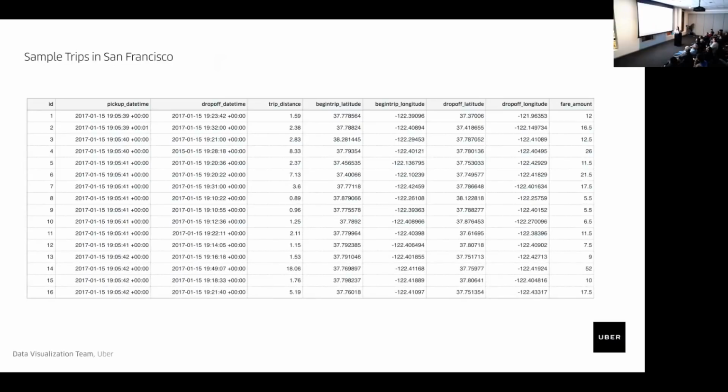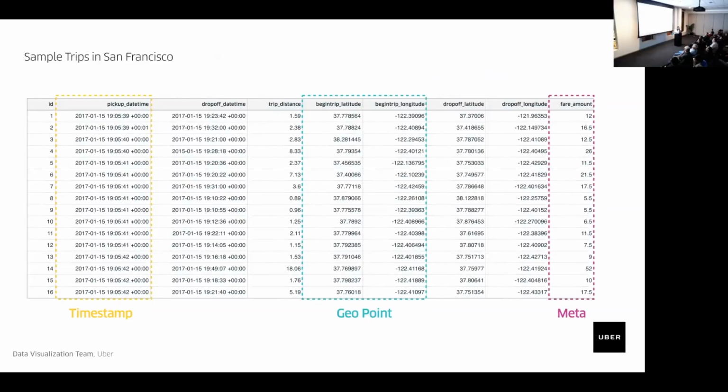And then this is a sample data of trips I got for San Francisco. I got about 200,000 trips. And each row is one single trip. And then you can see that you have some metadata. You have a timestamp-looking column. You have some geopoint-looking columns, where this one says begin trip latitude and begin trip longitude. Each of the point pairs tells you where the trip actually begins. And then you have some metadata columns like trip fares or time or distance. So this is just one CSV-looking table.